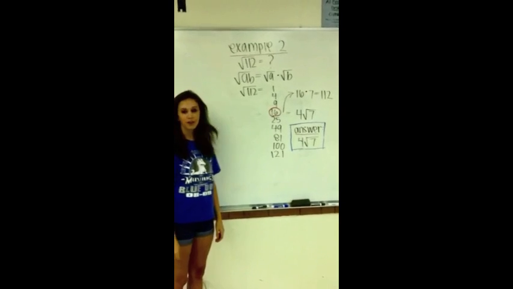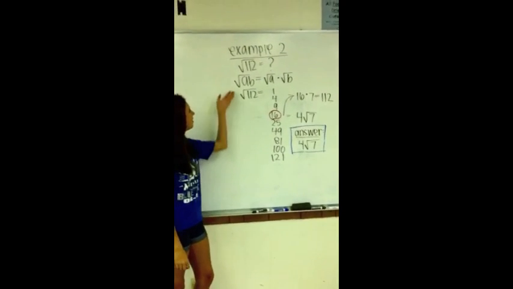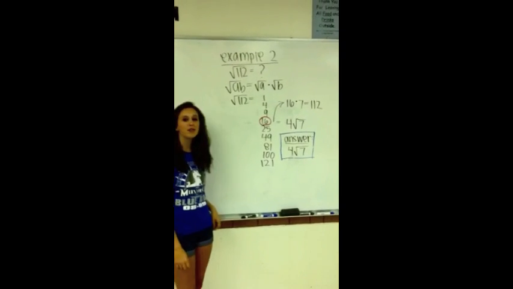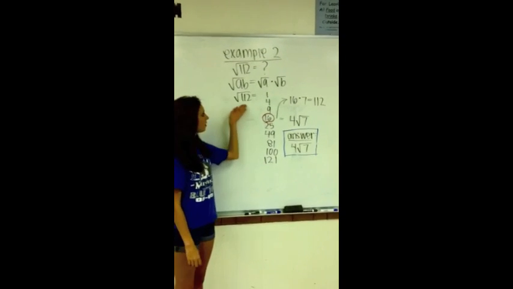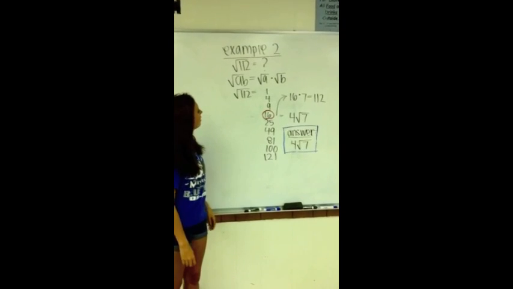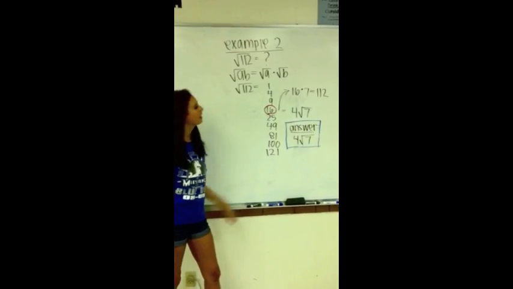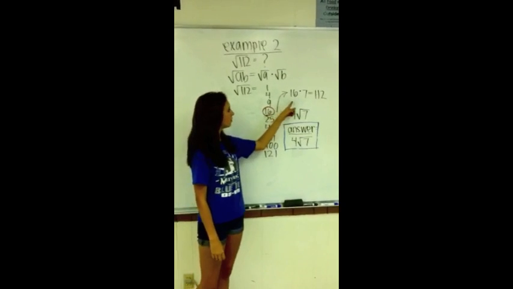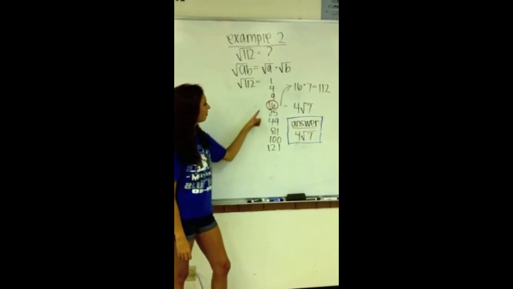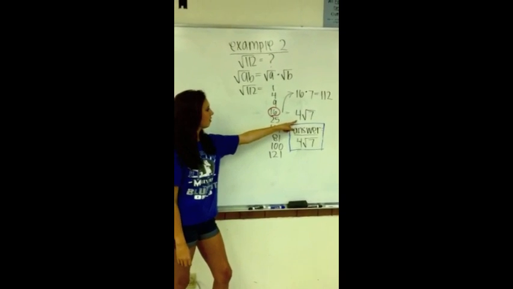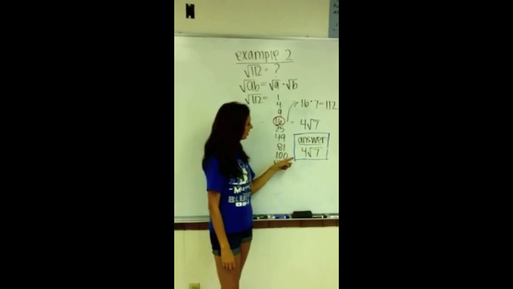Here we have the square root of 112 equals question mark. First, we wrote down the equation. Then we wrote down all the square factors up to 112. Then we circled 16 because it is the largest square factor that can go into 112. Then we wrote 16 times 7 equals 112. After that, we wrote down 4, which is the square root of 16. And then the answer is 4 square root of 7.